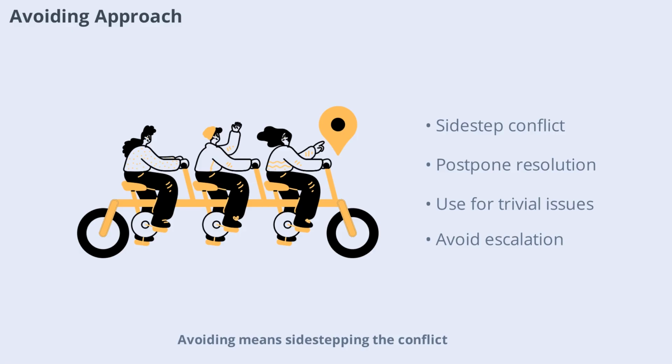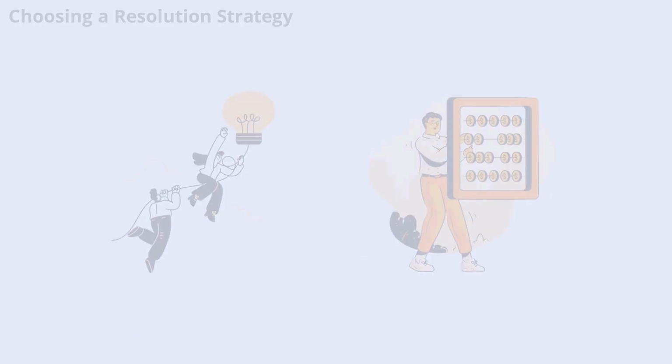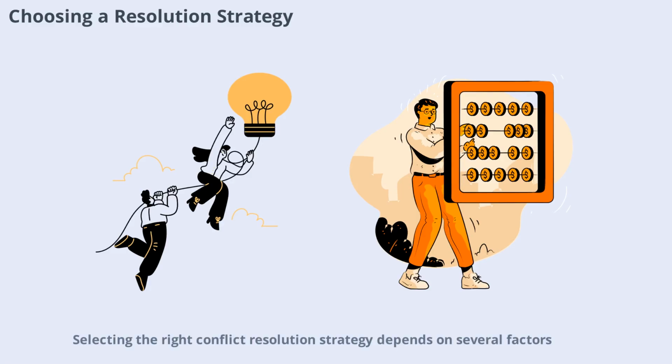Avoiding means sidestepping the conflict, either by withdrawing or postponing resolution. This can be useful when the issue is trivial, emotions are high, or more information is needed. However, avoiding doesn't solve the problem and can allow conflicts to fester. Use this approach only when it's clear that immediate action isn't necessary or when waiting will lead to a better outcome.